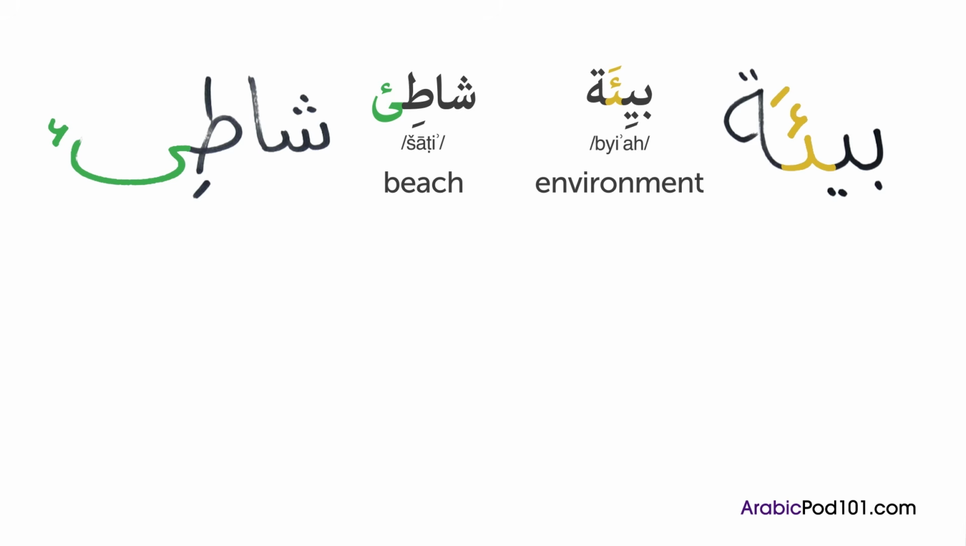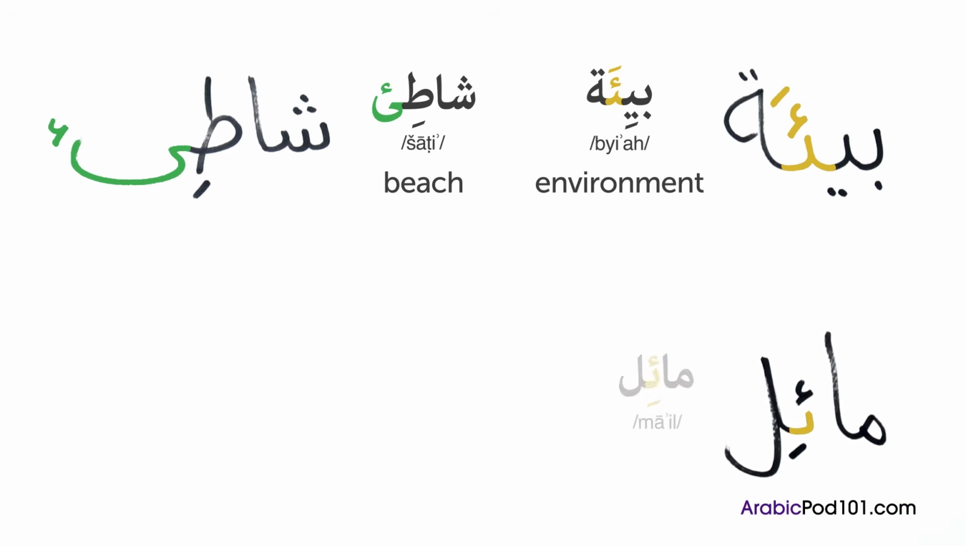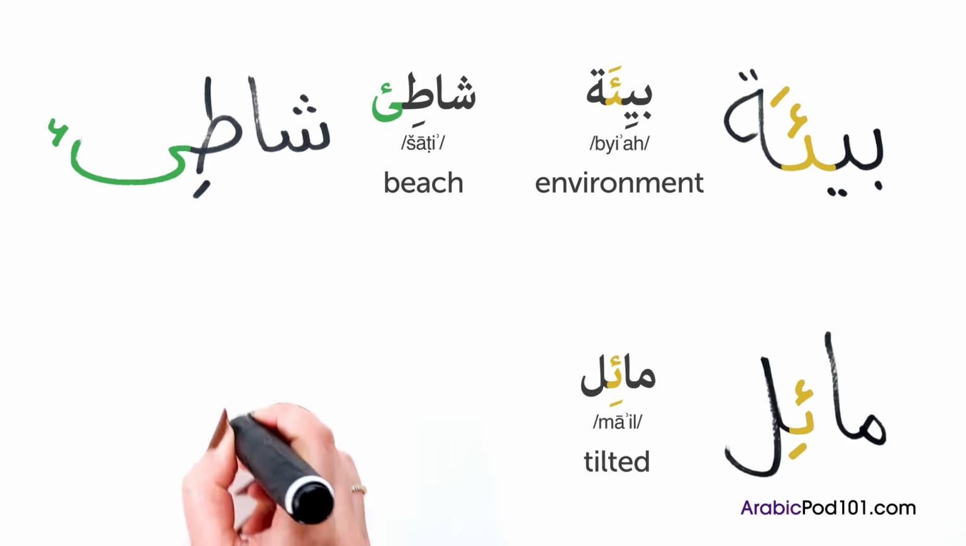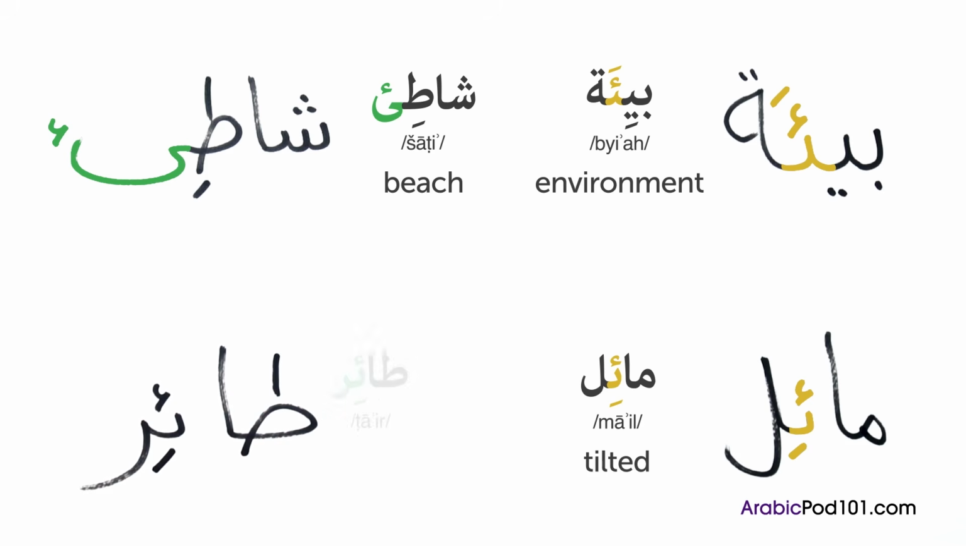Next, let's see examples where the hamza itself has a kasra voweling. مائل, tilted. طائر, bird. If you're confused about voweling, review Lesson 6 for reference. You'll soon get used to them with time and a little practice. And that's it for this lesson.